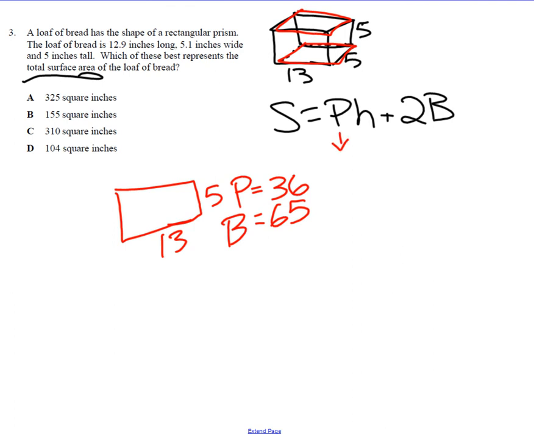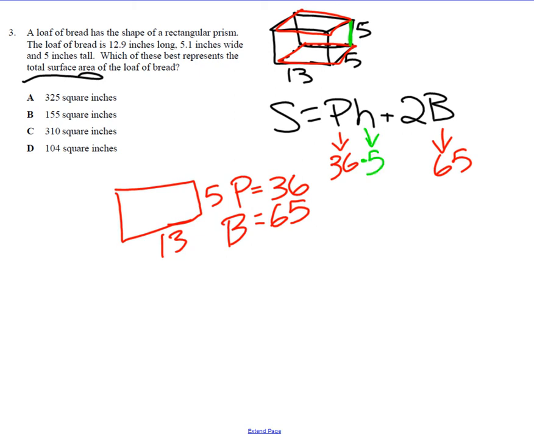So perimeter is 36. Area of the base, 65. How about the height of our prism? It's 5. Why is it 5? Why do we know that's the height? Because it's not on the base. If it's not on the base, that's technically correct. What's a better reason why that's the height? Not because I said so. Although, because it connects the bases. Very good. Thank you. Eventually.